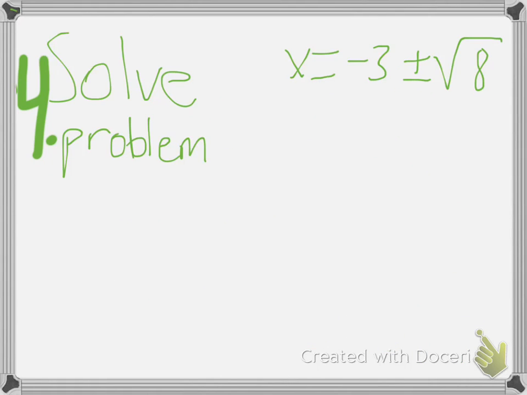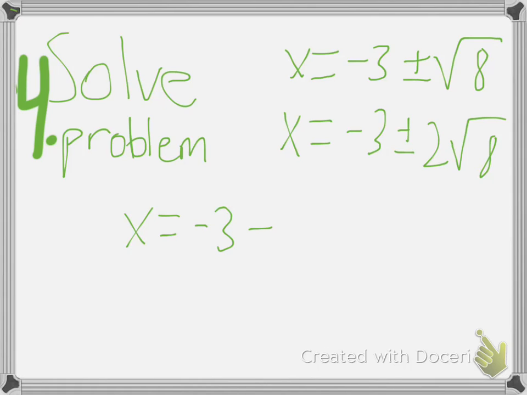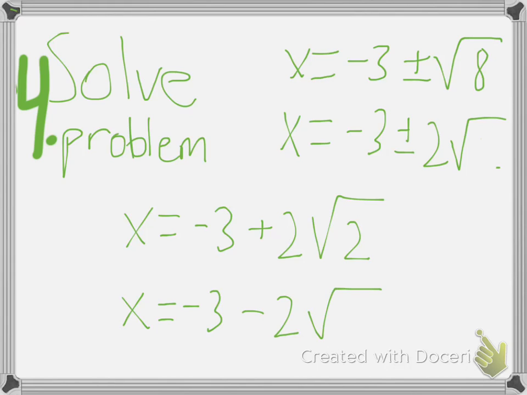To simplify even further, you take the square root of 8 and get x is equal to negative 3 plus or minus 2 root 2. Then you find your two solutions, which are x equals negative 3 plus 2 root 2, and x equals negative 3 minus 2 root 2.